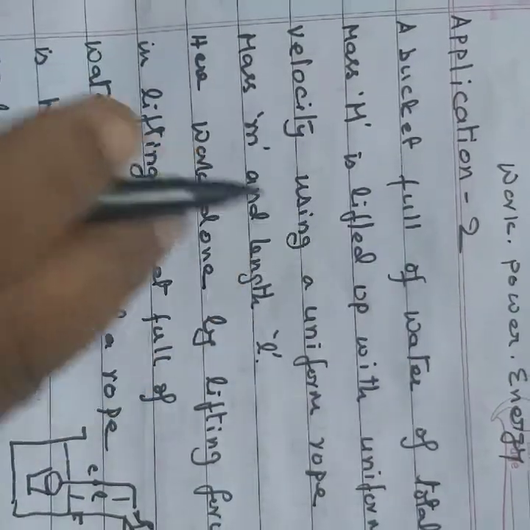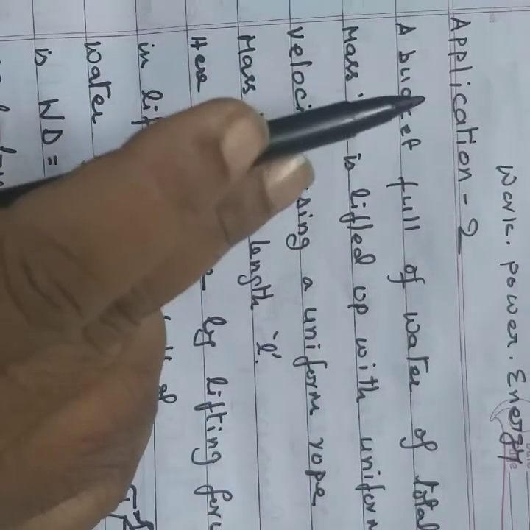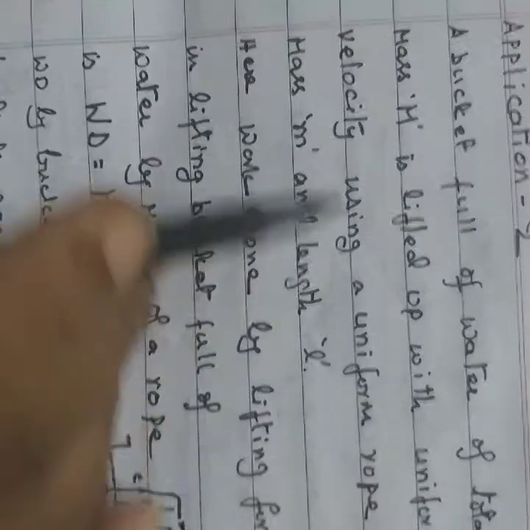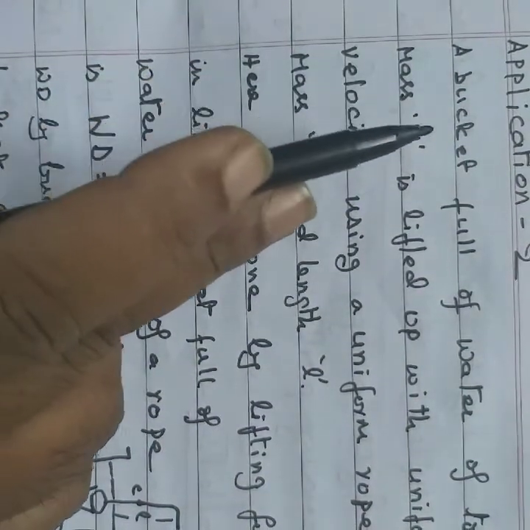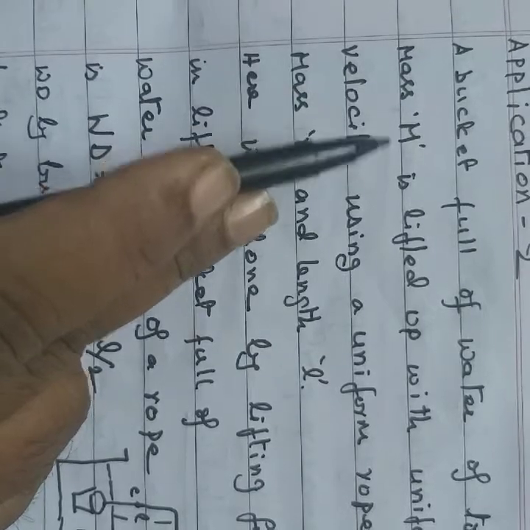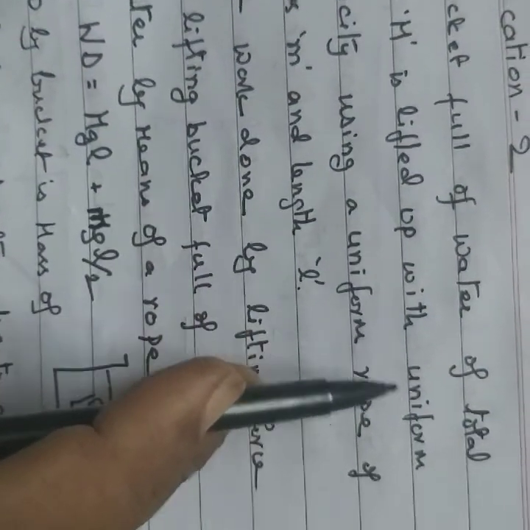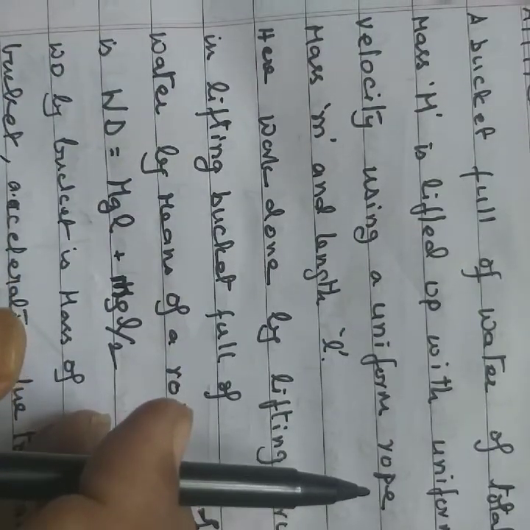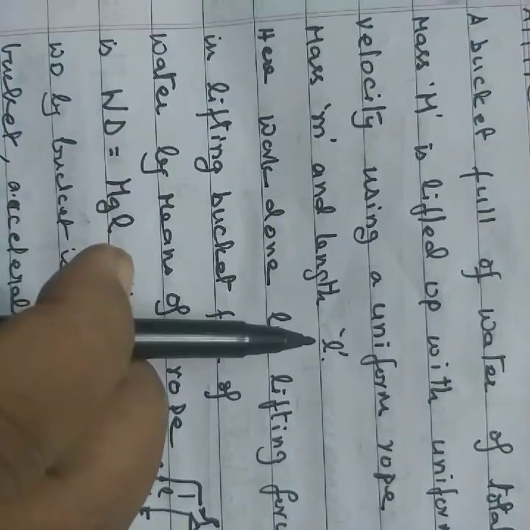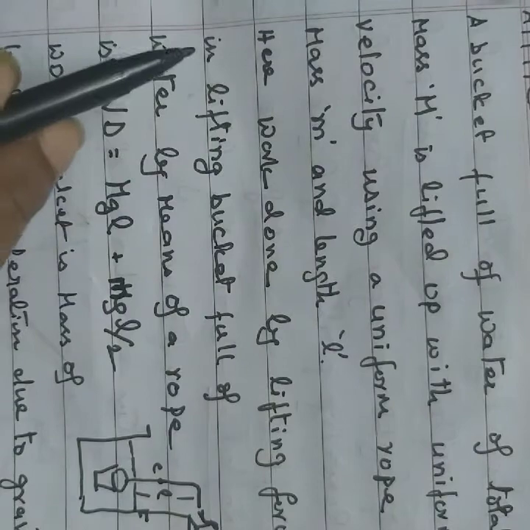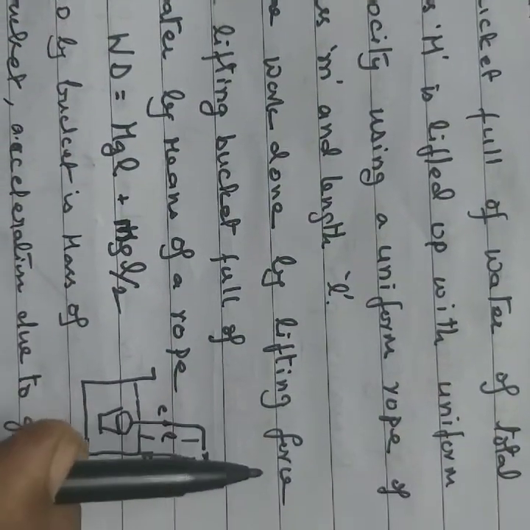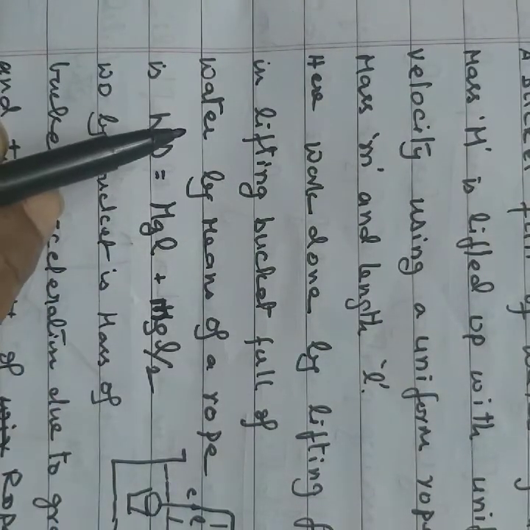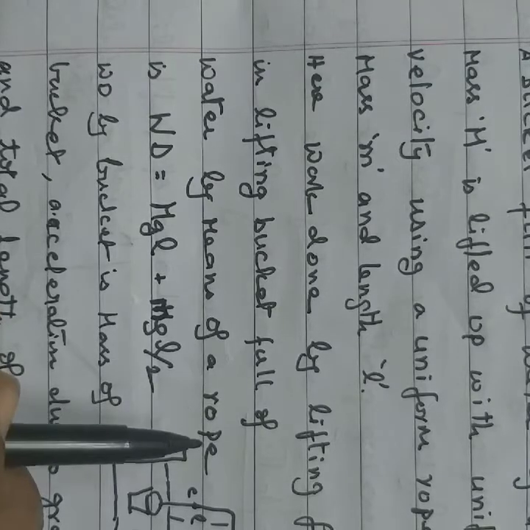And this is in the work for energy application 2. A bucket full of water of total mass, meaning bucket plus water, is capital M, is lifted up with a uniform velocity using a uniform rope, and the rope also has a mass small m and a length small l. Now, work done by lifting force in lifting a bucket full of water by means of a rope.